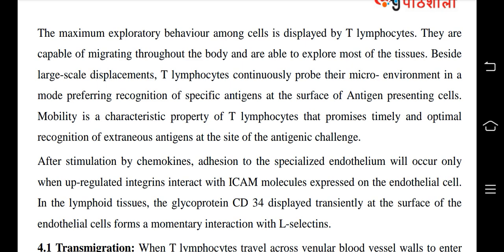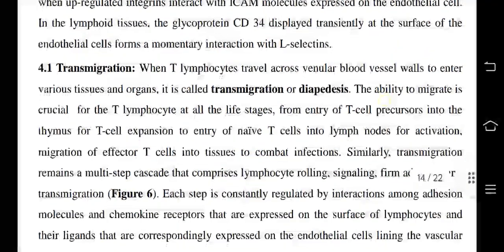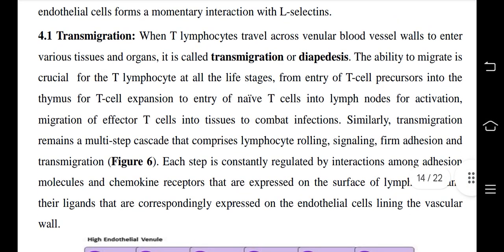After stimulation by chemokines, adhesion to the specialized endothelium will occur only when upregulated integrins interact with ICAM molecules expressed on the endothelial cell. In the lymphoid tissue, the glycoprotein CD34 displayed transiently at the surface of endothelial cells forms a momentary interaction with L-selectin. Transmigration. When T lymphocytes travel across venular blood vessel walls to enter various tissues and organs, it is called transmigration or diapedesis.